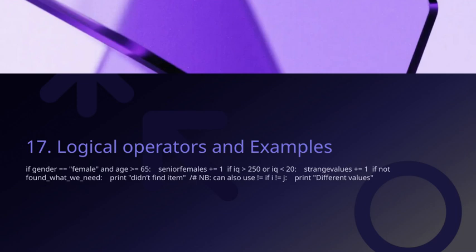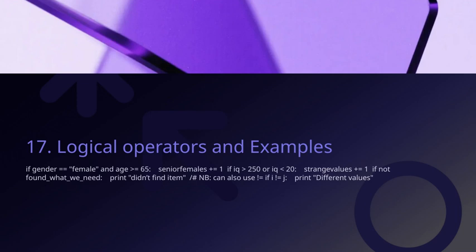Then there's an example with the not operator. If a certain value isn't found, we print a message indicating that. The not operator essentially reverses the truth value of a condition, which is handy when you want to handle cases where something is absent or false.